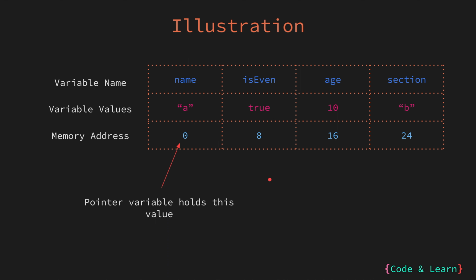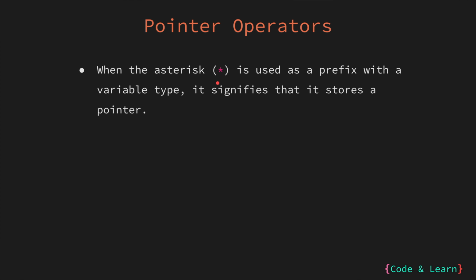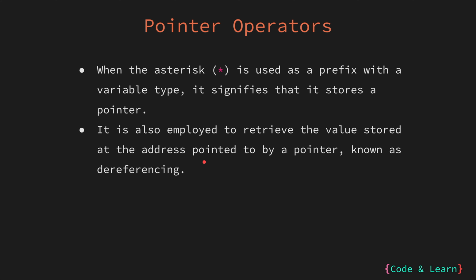Next, let us look at Go pointer operators. In Go, when you use the asterisk sign as a prefix before a variable type, it denotes that the variable will store the memory address, or is a pointer. This means that the variable doesn't contain a value directly, but rather the location or address of where the value is stored, as we looked at in the previous illustration. After you have created a pointer variable, you can use the asterisk again to access the value stored at the memory address it points to. This operation is called dereferencing. It essentially allows you to work with the actual value that the pointer points to.